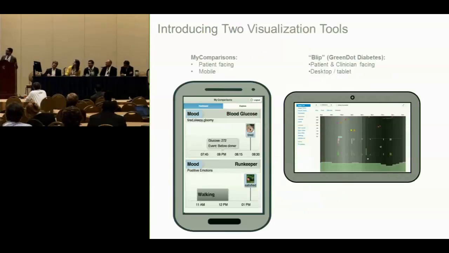We are too. So this is just a visualization to demonstrate that we have two different visualizations that we're going to be presenting throughout the rest of the diabetes scenario. On the left is the visualization that Alex was using on her phone called My Comparisons, and on the right is a Green Dot visualization called Blip. That's more of a clinical view that gives the entire picture of her activity and so on. And Aaron from Green Dot will explain a little bit more about how that works, just so that you're not confused that there's two different visualizations. So that's there.